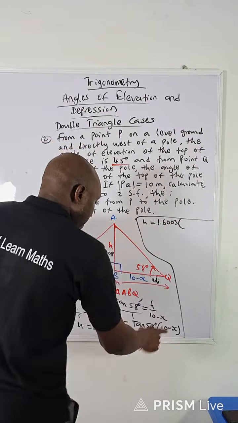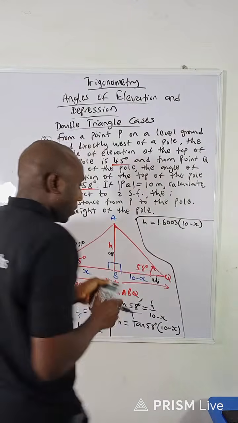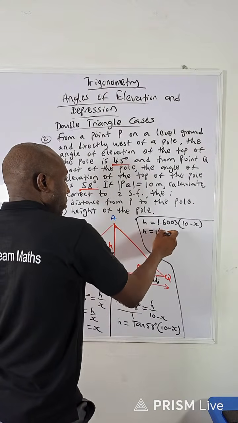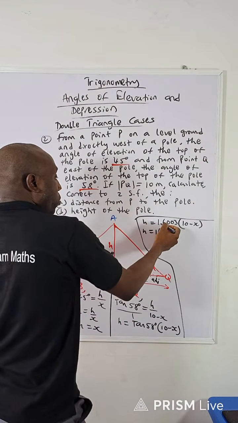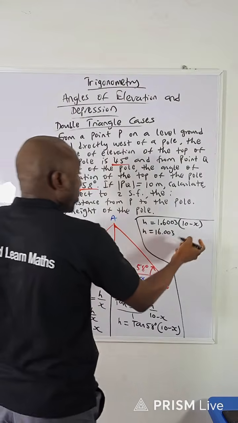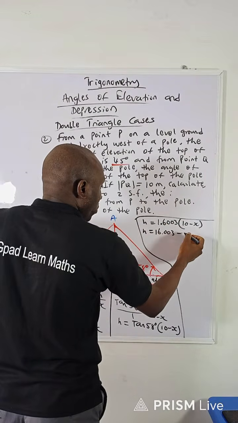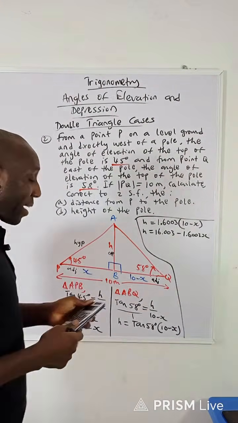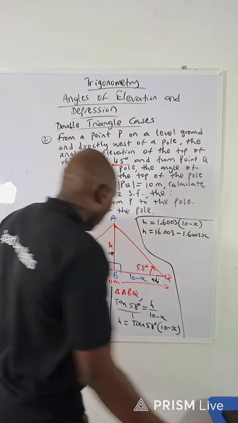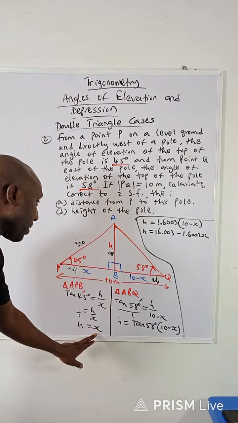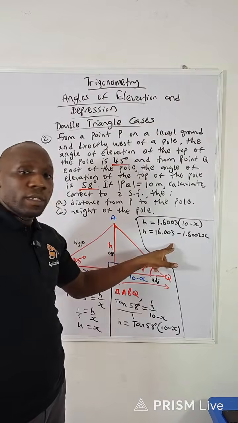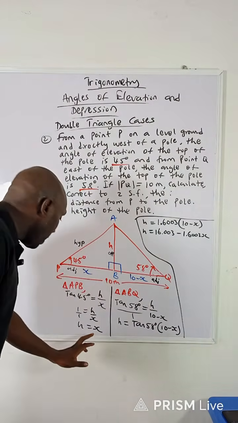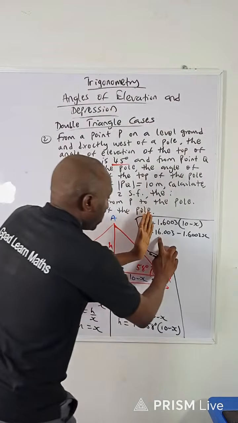1.6003 bracket 10 minus x. So h is equal to 10 times this, which is 1.6. I just move the decimal point forward one time, because I'm multiplying by 10. So this time, this is 1.6003x. Like I told you, everybody, if h is x here, and this h is also this, h similar, just equate the both of them. So equate x to this one here.